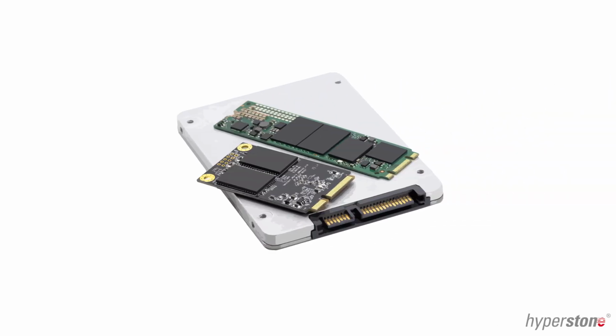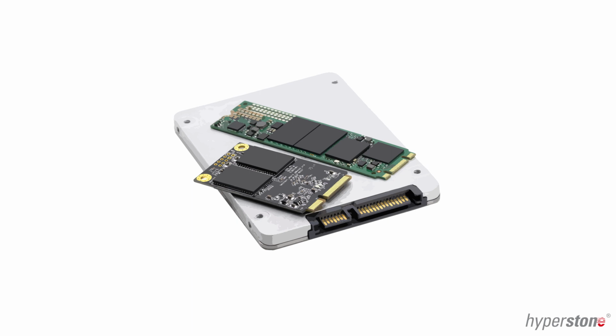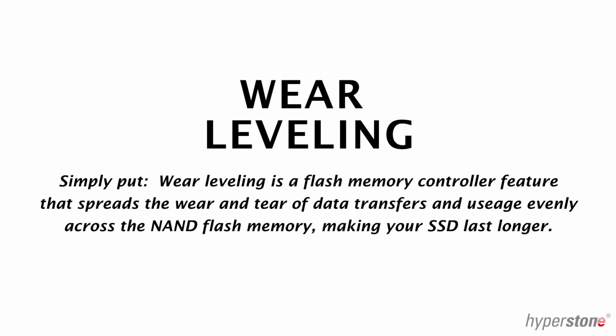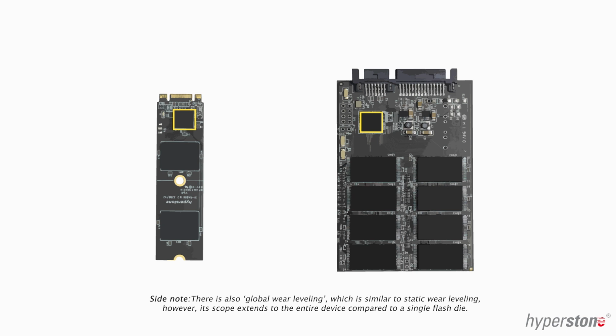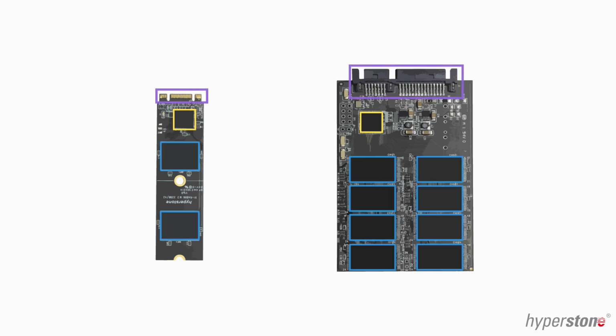If you're remotely interested in SSDs, you've probably heard of the term wear leveling. Simply put, wear leveling spreads the wear and tear evenly across a NAND flash, making it last longer. However, how exactly does it do that? In this video, I'll be explaining dynamic and static wear leveling, two very different types of wear leveling carried out by the NAND flash controller, which manages the data transfers between the NAND flash and the host system.